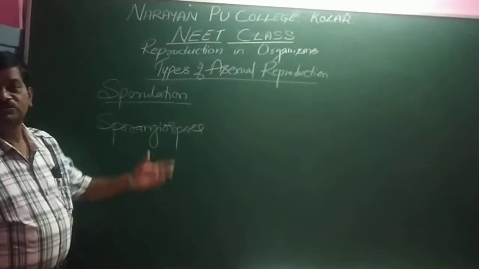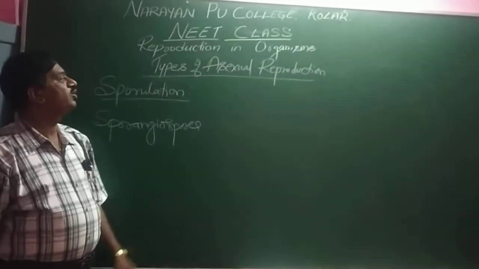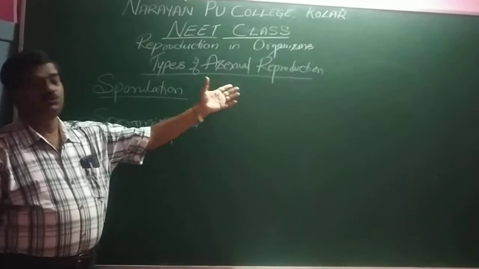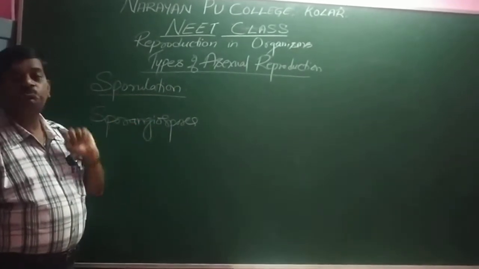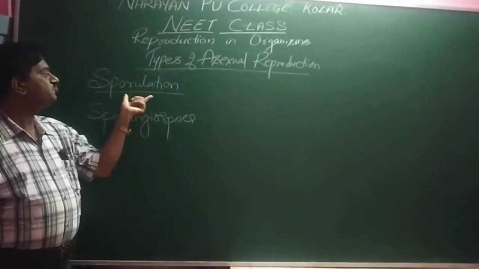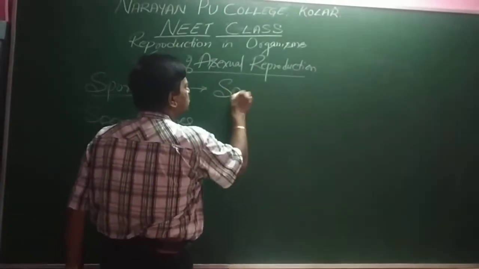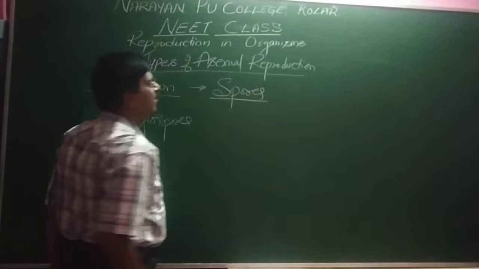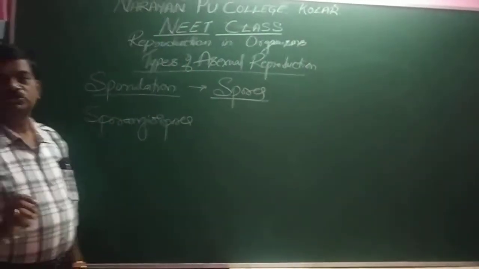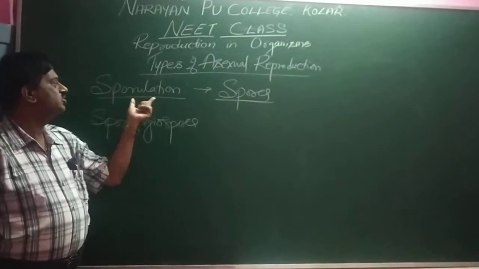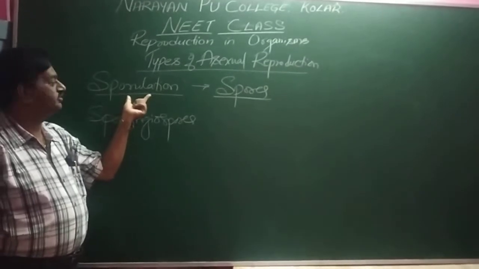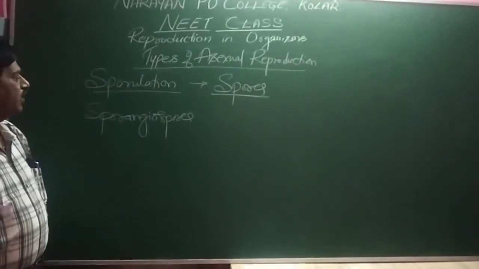Dear students, we will continue with the next heading called types of asexual reproduction, called sporulation. The meaning of sporulation is nothing but the formation of spores. The formation or synthesis of spores is called sporulation. In sporulation, we have different types.